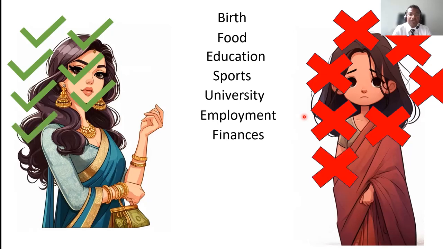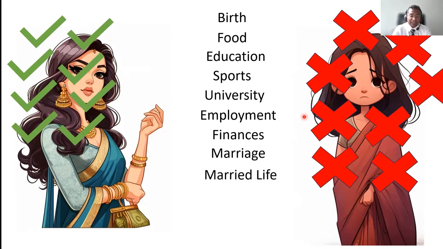Finances. Geeta is more likely to have a better financial situation even after the job because Sonali might be expected to support her family, the siblings' education, parents' health, things like that. And marriage, even if you assume love is fair, still Geeta will appear more confident, more healthy, might look better, might dress better. So she has a better chance in that also. In married life, again, Sonali is more likely to have financial problems, housing problems, transport problems, a lot of other stresses, than Geeta.